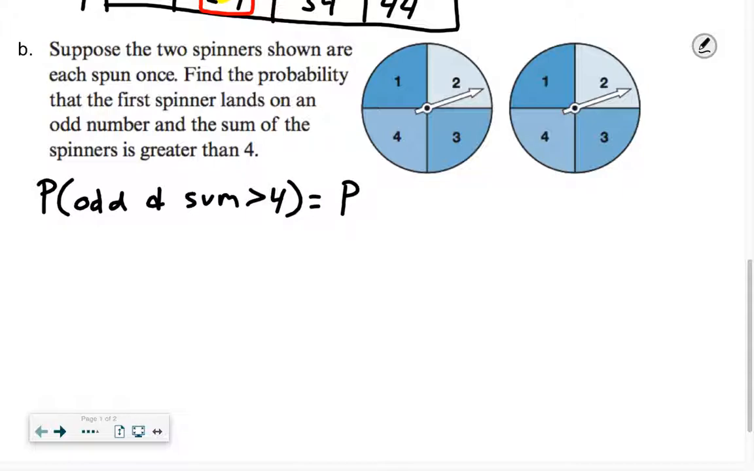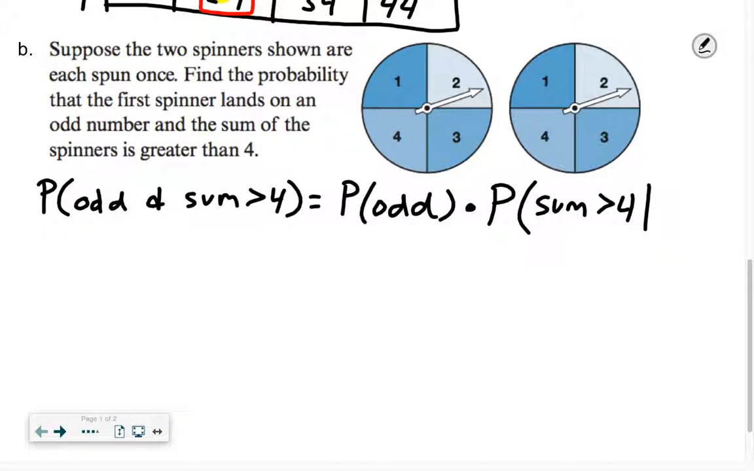So per the definition, we're going to start by finding the probability of the first event. And then we're going to take it times the probability of getting a sum greater than 4, given that the first spin was an odd number. Let's go ahead and start by creating our sample space again.